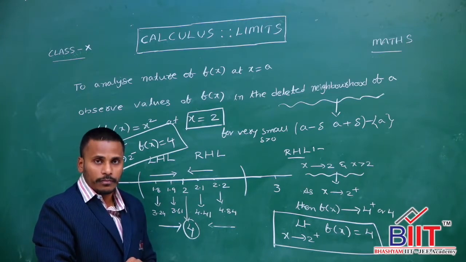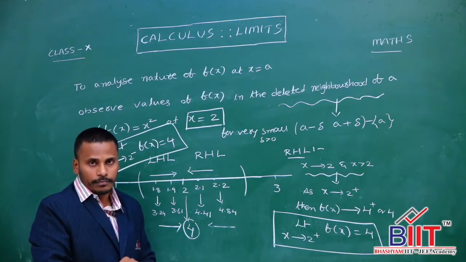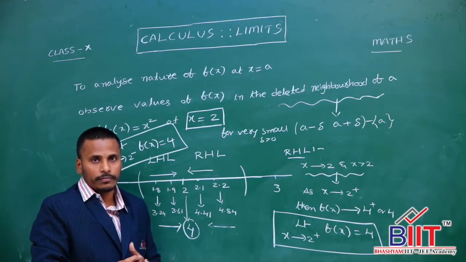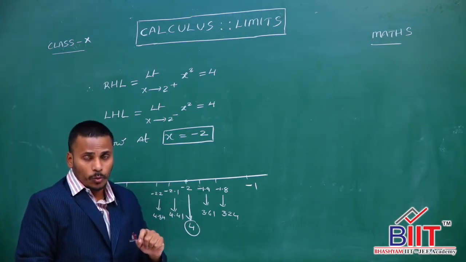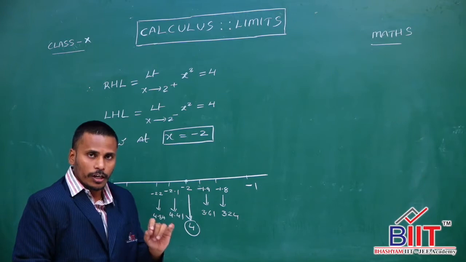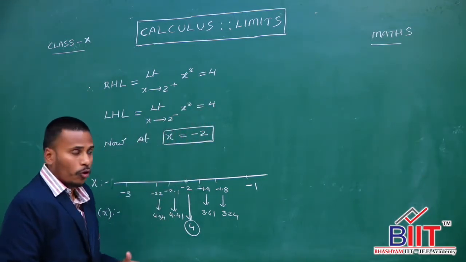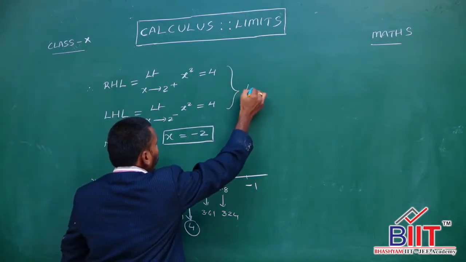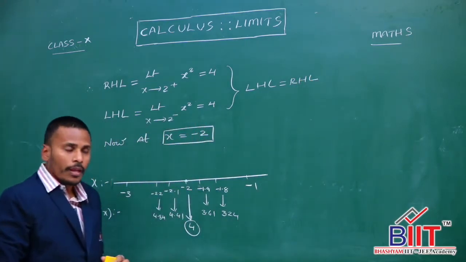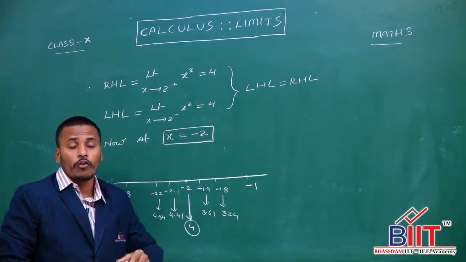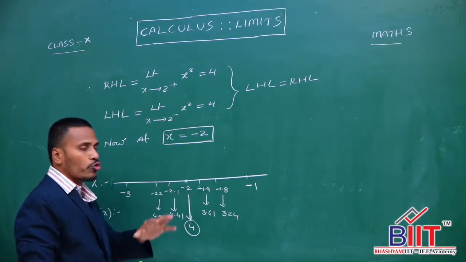Always it won't happen. For certain functions, left hand limit is not equals to right hand limit, and we will discuss one by one. Just we discussed the limit value of function x square at x is equals to 2. As we observe, the right hand limit is 4 and left hand limit is also 4, and in this case both left hand limit is equals to right hand limit. Okay. Now, I am going to analyze the nature of f of x, or I am going to find the limit of the same function x square at x is equals to minus 2.